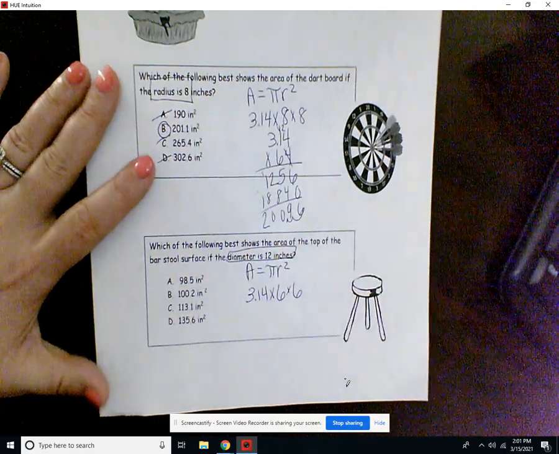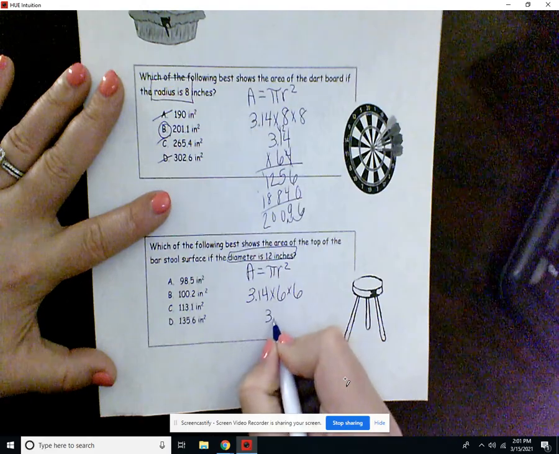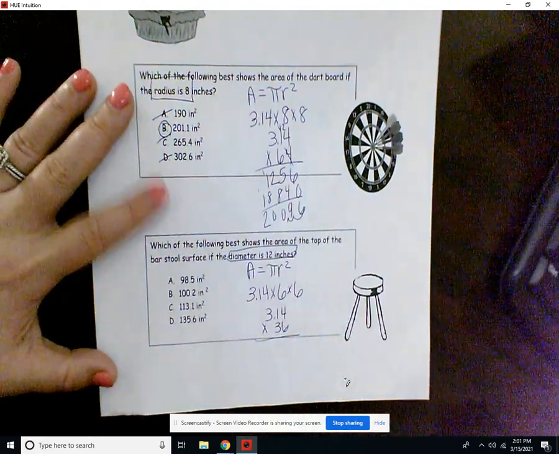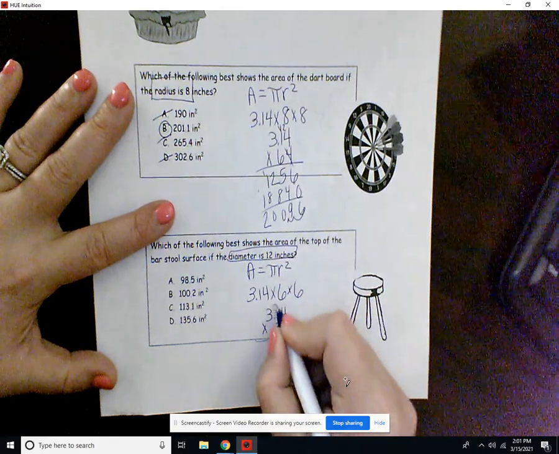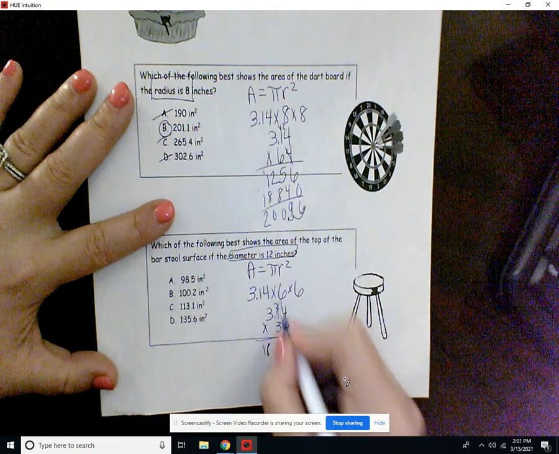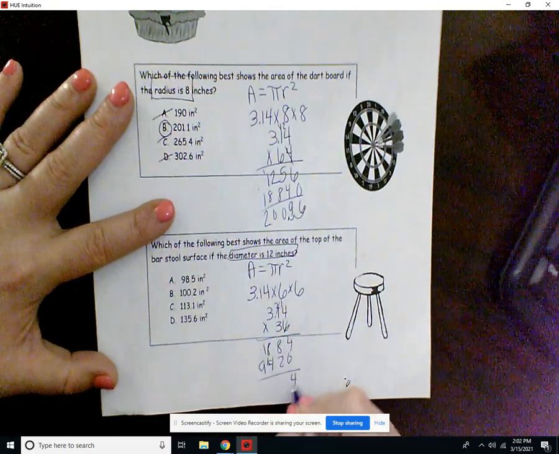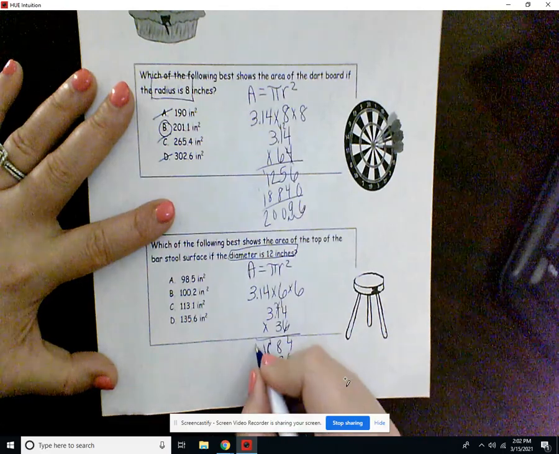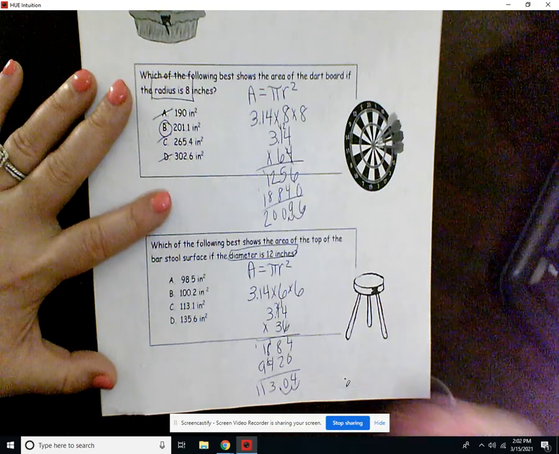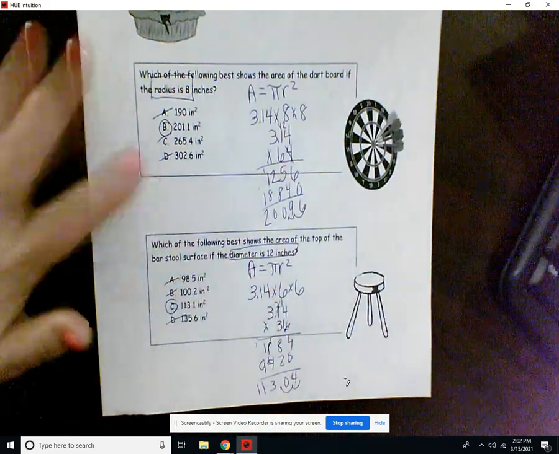So we write that down 2 times. We're going to multiply that together, which is 36. And then we'll times that by 3.14. And then we'll pick our closest answer. Which is 113.04, which is closest to C.